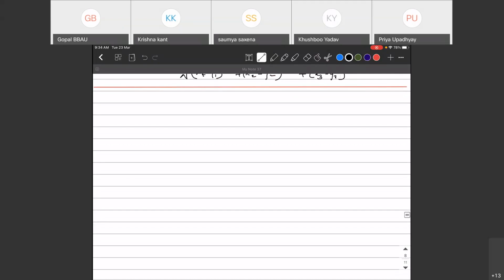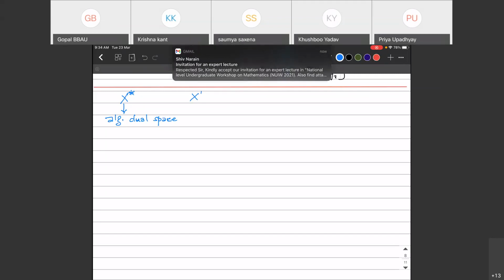So far we have studied two kinds of dual spaces. Number one was X star, which was the algebraic dual space. So how did you define X star? That is the set of all linear functionals on a vector space X. And you also studied X dash, which is the set of all bounded linear functionals over a normed linear space, correct? Yes, sir.